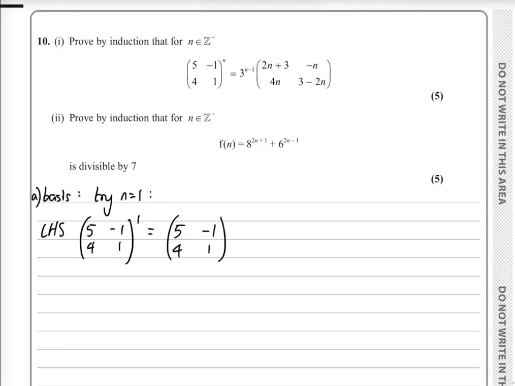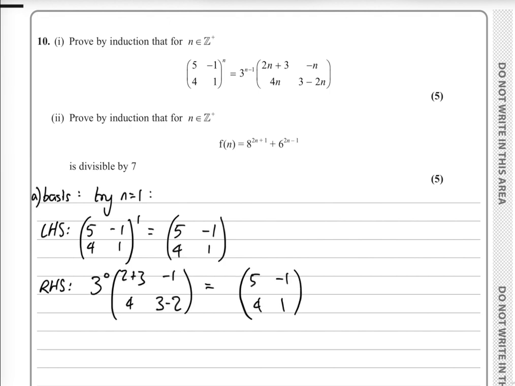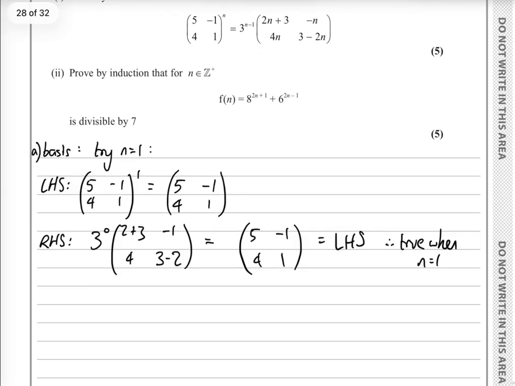That's the left-hand side. Right-hand side, put it in as well. We get 3 to the 0, 2 plus 3 minus 1, 4 times 1, and 3 minus 2, that gives us a 1 in front. 5 minus 1 for 1, which is the same as the left-hand side. Therefore it is true when n equals 1. Great, that's our first step.